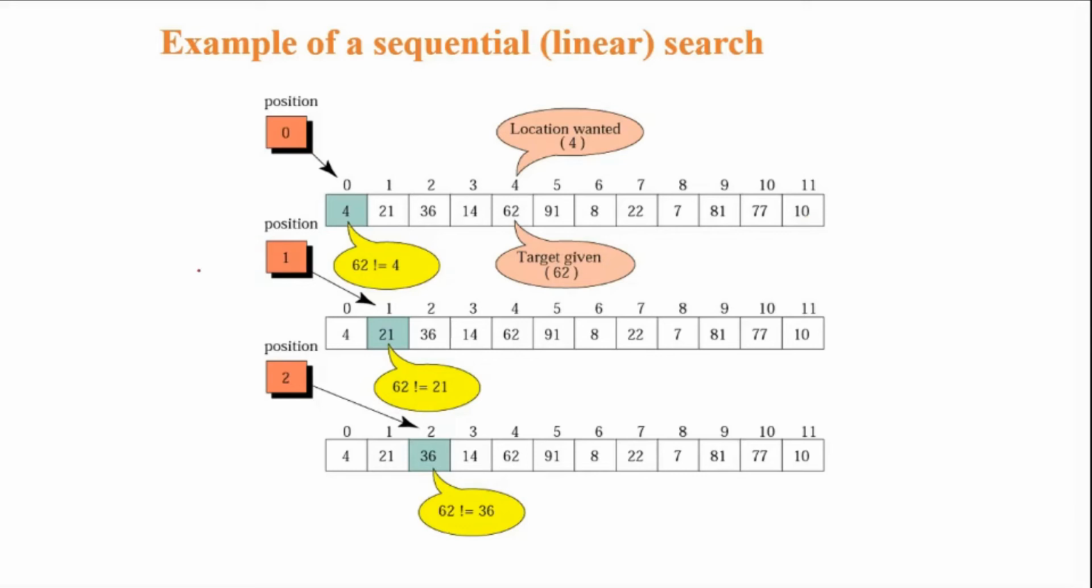So first what we do is we check whether this first value is the one that we wanted. No, it is not. 62 is not equal to 4. So we move this position one more. That is, the index is increased by 1. So the next index is searched. The next index is 1, 0 plus 1 is 1. So it is 21. It is again not equal to 62. Then we increase the index by 1 again, so 1 is increased by 1, it is 2. Then next, 62 is not equal to 36. So again it is not.